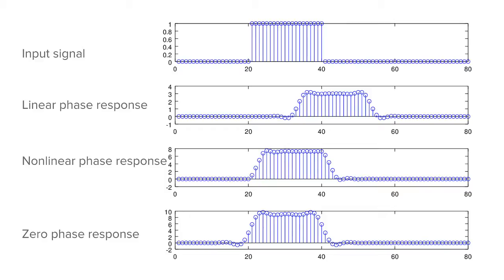Zero phase response means that you have the filtering capabilities exactly the same as on the nonlinear phase, but the time shift is 0, and that's why you cannot do it in real time. You cannot calculate these values before you actually have any data. But post-processing, yeah, why not?